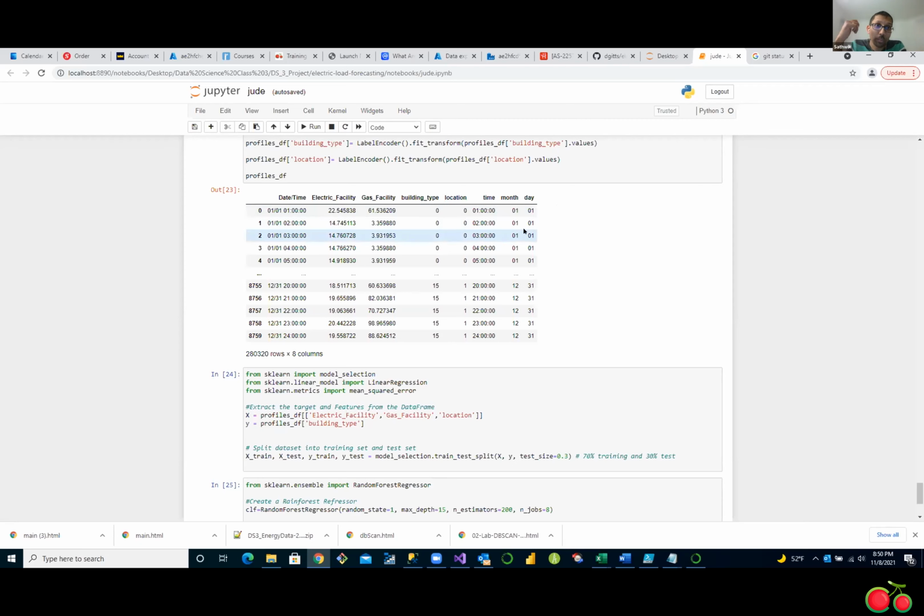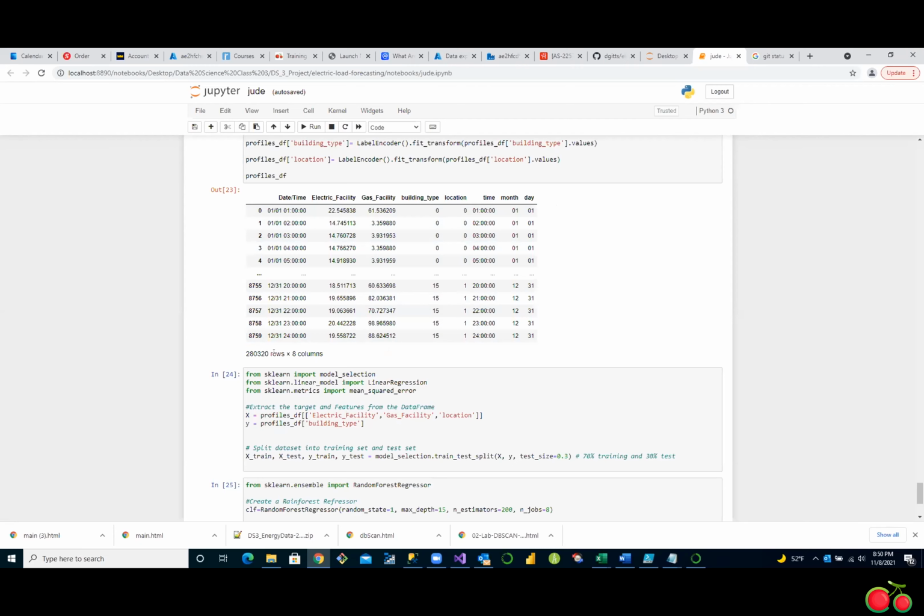Oh, one more thing. It's a little confusing for me or anybody to look at your code. Reset the index of your data frame, because the last row shows 8,759, but that's just the last row of the last file that you brought into your data frame. When you reset the index, you will clearly get 0 all the way up to 280,319.